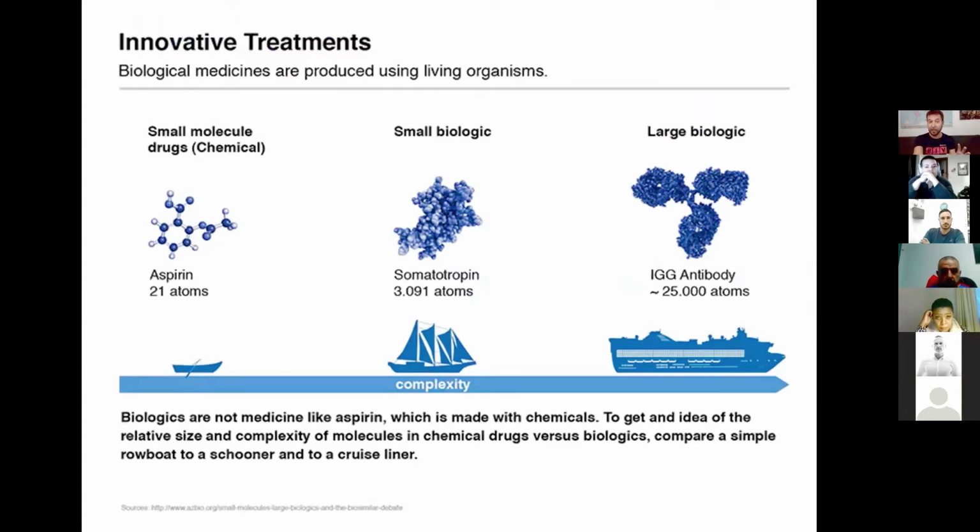For example, aspirin, you can compare with a boat. It's about 21 atoms. Then you go to the small biological molecules, for example somatotropin, which is about 3,000 atoms. So you have a bigger boat. And then, of course, you have AIDA or something like a cruise ship, which now does not go through the sea because of Corona, but you can see the complexity, going from the small molecule to the bigger molecule.